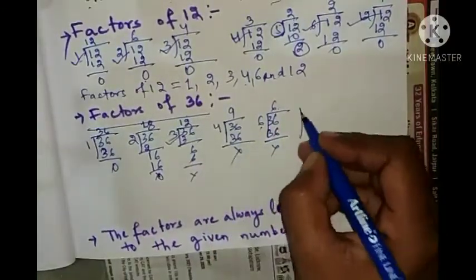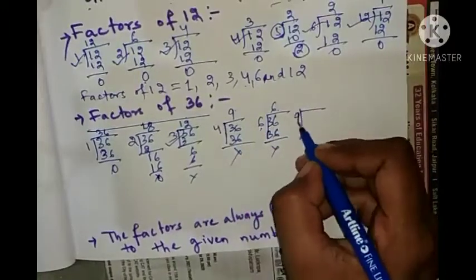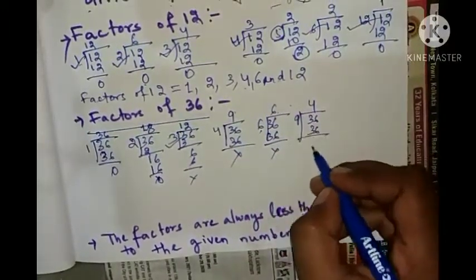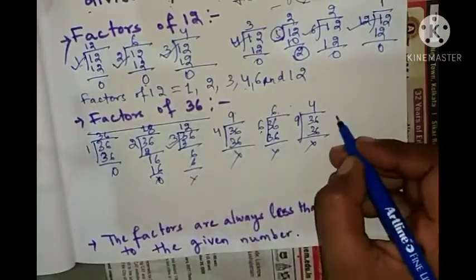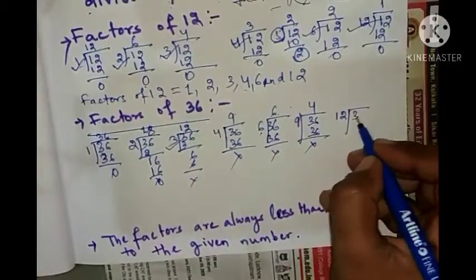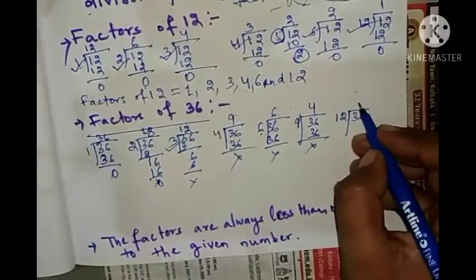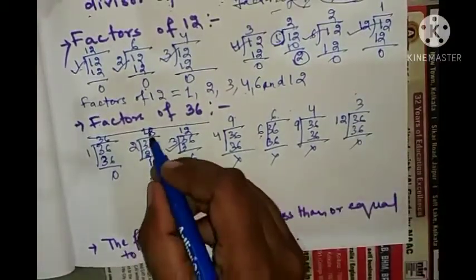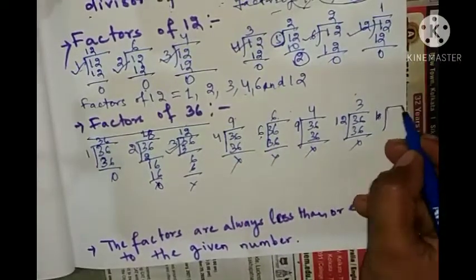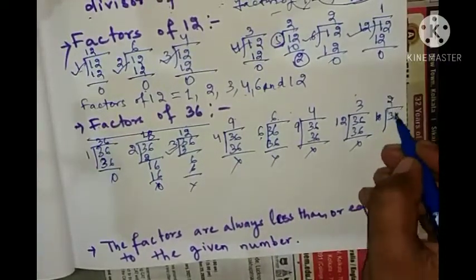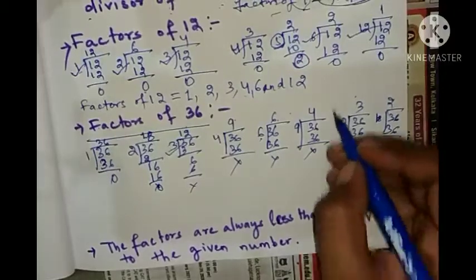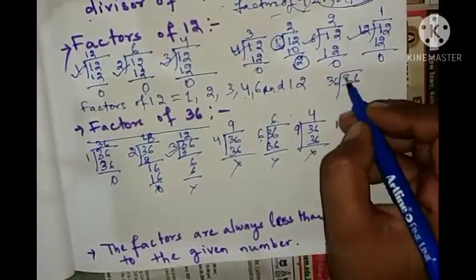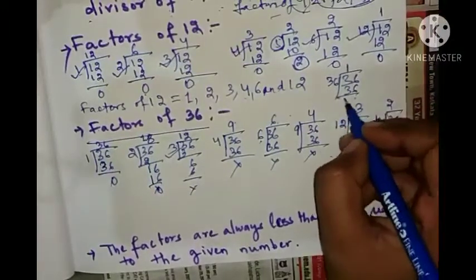Then what can you do? You can divide by 9. 9 fours are 36. Then you divide by 12. 12 threes are 36. Then 18, 2 eighteens are 36. Then 36 divided by 36, 36 ones are 36.